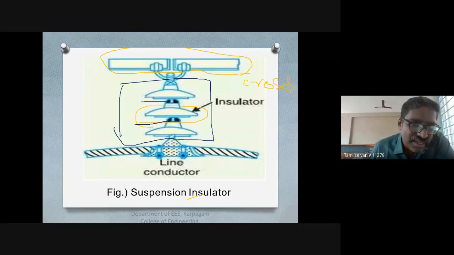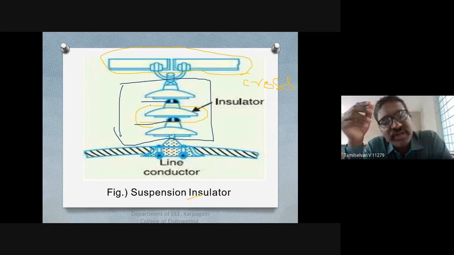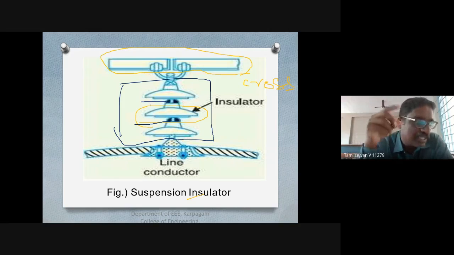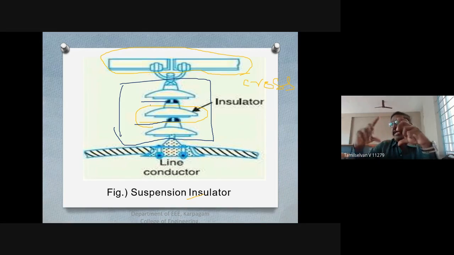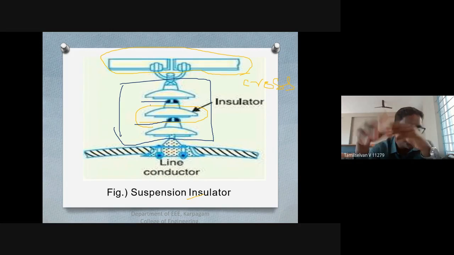Normally we know what a capacitor is. How do we make a capacitor? Anode and cathode separated by a dielectric medium is called a capacitor, which has the property of storing energy in the form of an electrostatic field. Similarly, in suspension type insulators, in a string of insulators, I am not speaking about a single disc, but a string of suspension insulators. It means a number of porcelain discs are connected.